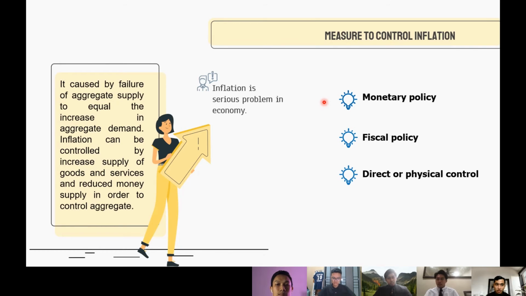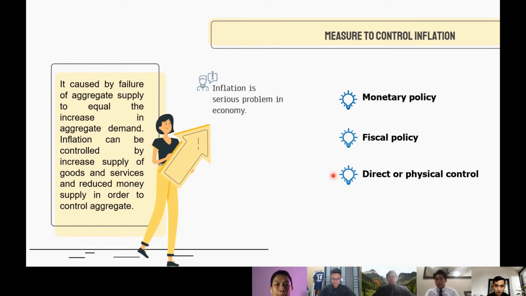Now we go to direct or physical control. There are three things that are important in it. The first one is price pegging. The government will fix the floor and ceiling prices so that prices will not increase rapidly. As a result, the producer will not be able to increase prices according to their own desires. So, the problem of inflation will be reduced. The second one is encouraging saving.